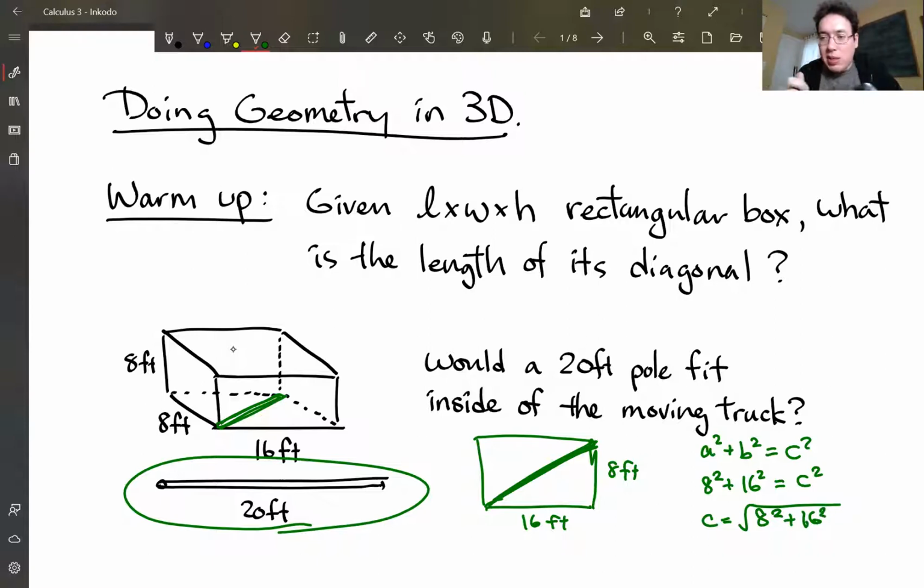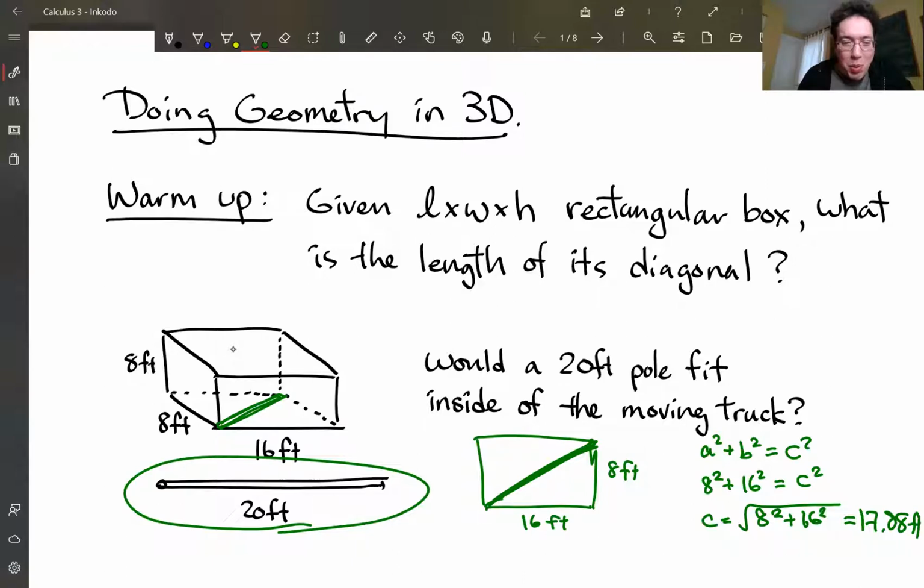I could type this into the calculator. And I get 17.88 feet, which is not quite long enough to get the pole in. Okay, so that's the first thing you might try, but you could still get something longer in there, right?